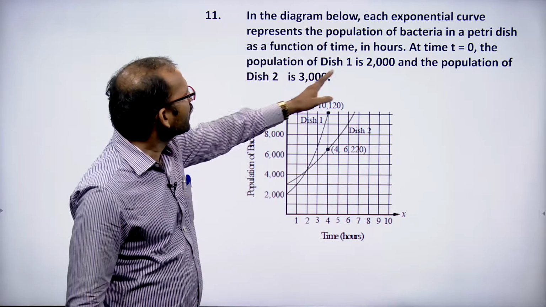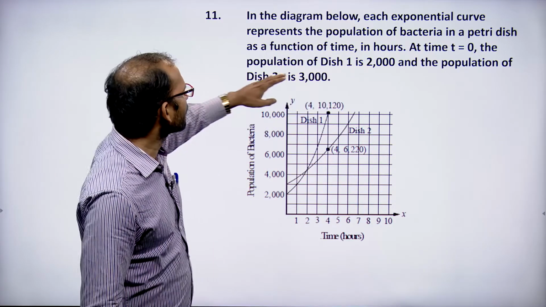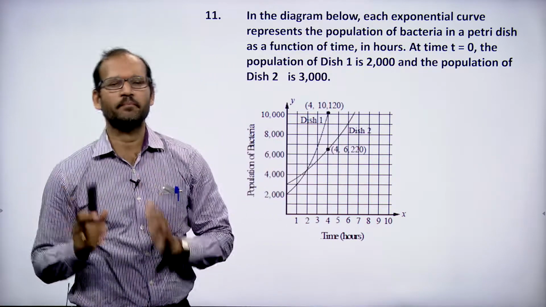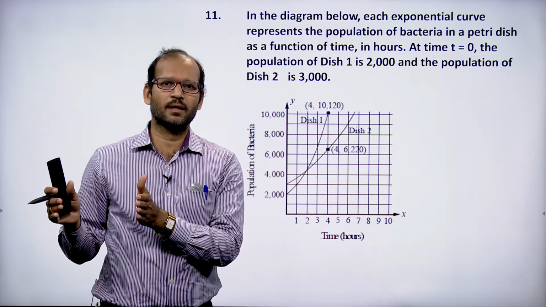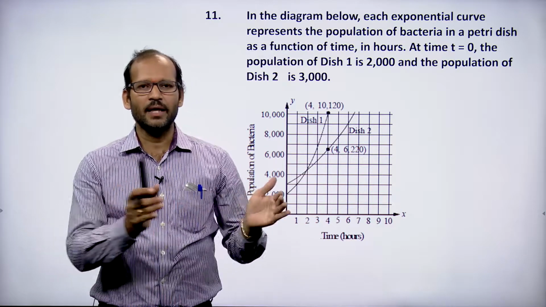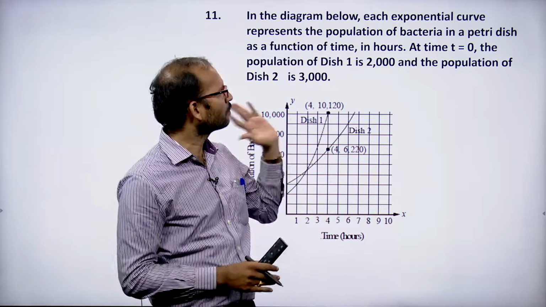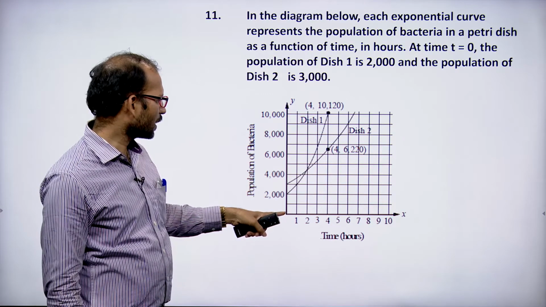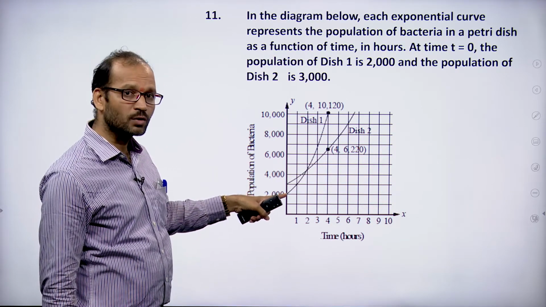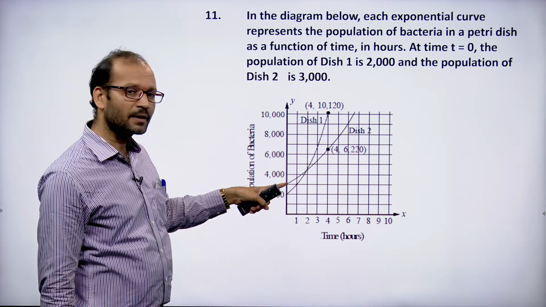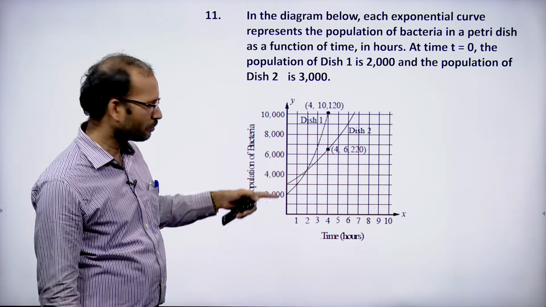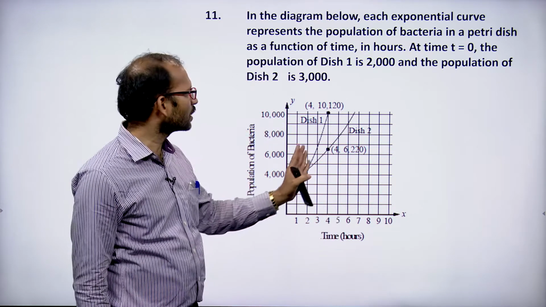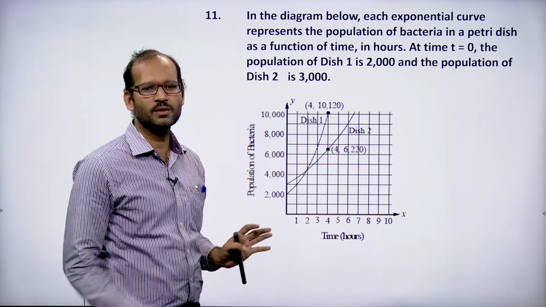Bacteria in dish 1 is 2000, bacteria in dish 2 is 3000 at time t equal to 0. That means initially in dish 1 there are 2000 bacteria and in dish 2 there are 3000 bacteria. Graphically it is shown: at time t equal to 0, 2000 bacteria in dish 1 and 3000 bacteria in dish 2. Is it okay? As time increases, the bacteria is also increasing. So this is an exponential growth.